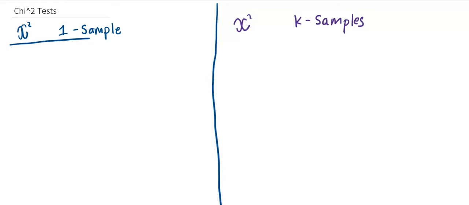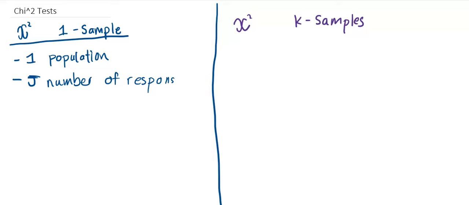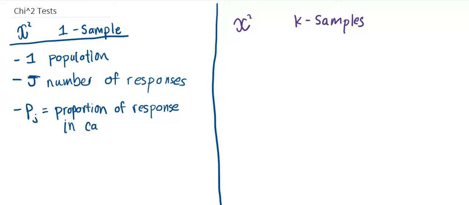So for a chi-square for one sample, in this situation we have one population that we are considering, and we have J total responses, the number of responses, where Pj is the proportion of responses that are in category J. So I'm just going to put in category J, where J is equal to a number between 1 all the way up to capital J.